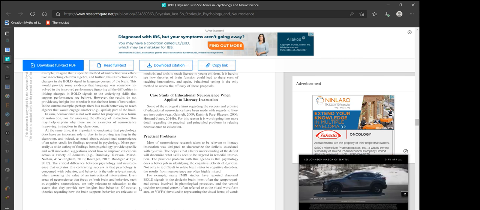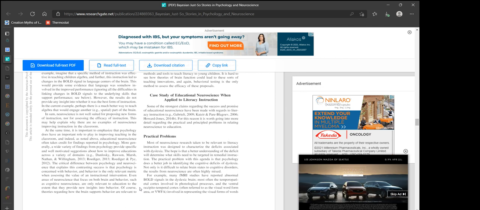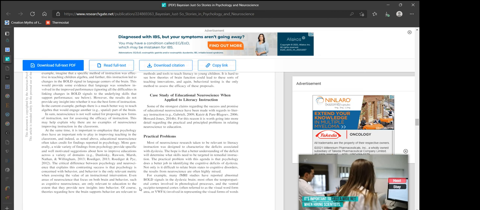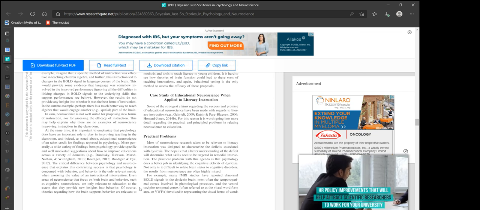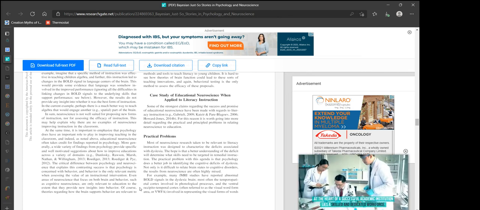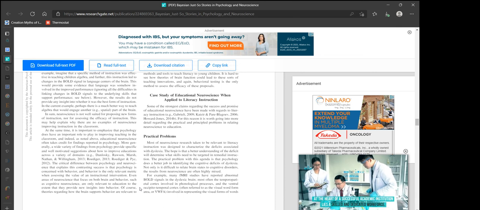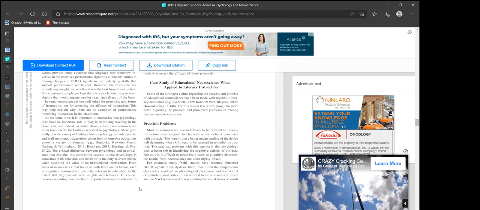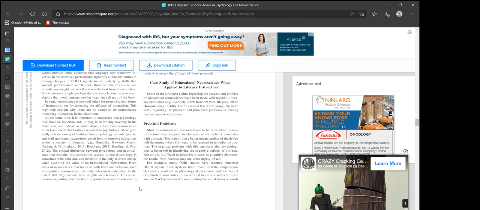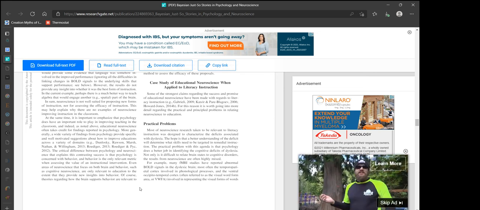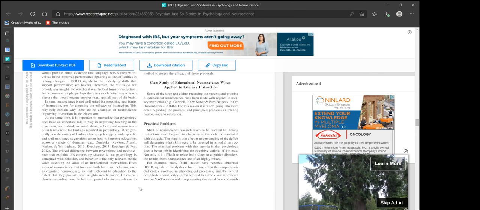At the same time, it is important to emphasize that psychology does have an important role to play in improving teaching in the classroom, and indeed, as noted above, educational neuroscience often takes credit for findings reported in psychology. More generally, a wide variety of findings from psychology provide specific and well-motivated suggestions about how to improve education across a variety of domains. The critical difference between psychology and neuroscience that explains this contrasting success is that psychology is concerned with behavior, and behavior is the only relevant metric when assessing the value of the instructional intervention.